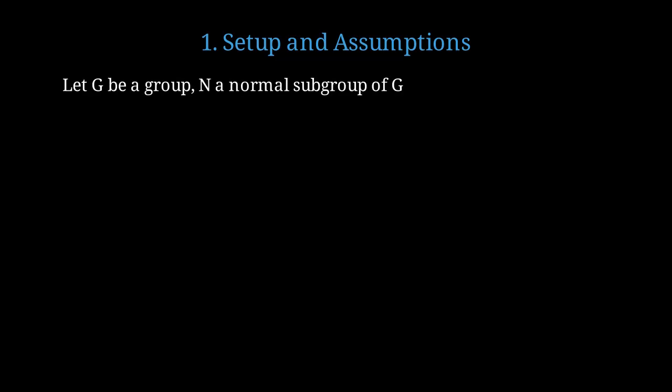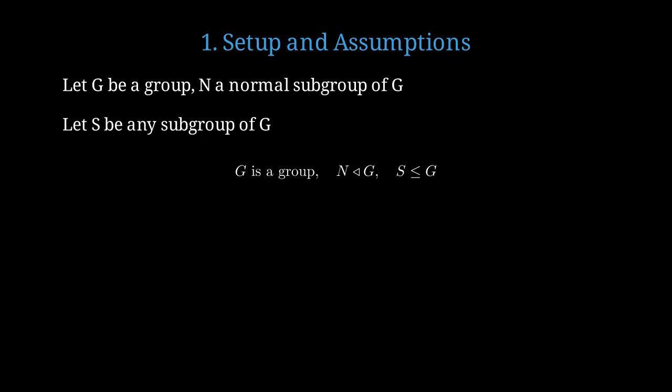Let's establish what we need for this theorem to work. We start with a group G and a normal subgroup N of G. We also have S, which is any subgroup of G, not necessarily normal. In notation, G is a group, N is normal in G denoted by the triangle, and S is a subgroup of G.